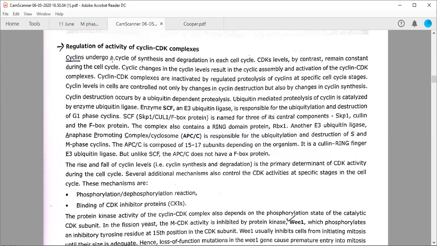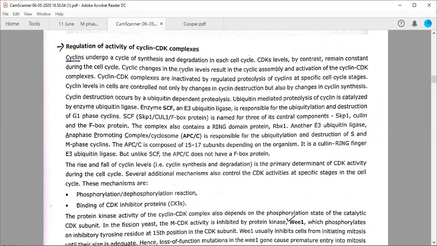So cyclin undergoes a cycle of synthesis and degradation in each cell cycle. We have discussed this because cyclins are the regulatory portion of our cell cycle, and these are required to make complexes with some of the CDKs, and these CDKs are cyclin dependent kinases. CDK levels will not change, only the synthesis or degradation of cyclins will take place during different phases of the cell cycle.